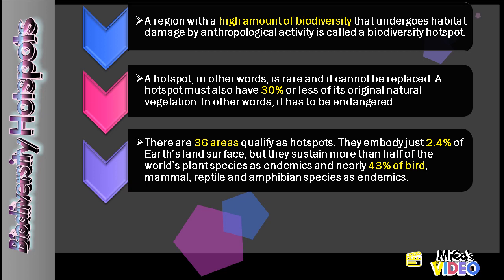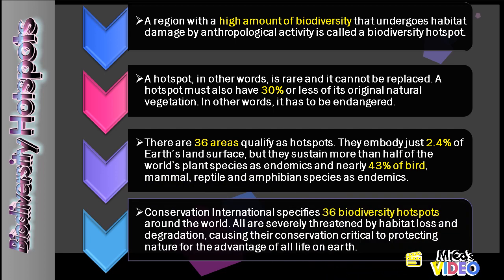The Biodiversity Hotspot map produced by Conservation International gives a better view of the location of biodiversity hotspots around the world. Conservation International specifies 36 biodiversity hotspots around the world. All are severely threatened by habitat loss and degradation, making conservation critical to protecting nature for the advantage of all life on Earth.